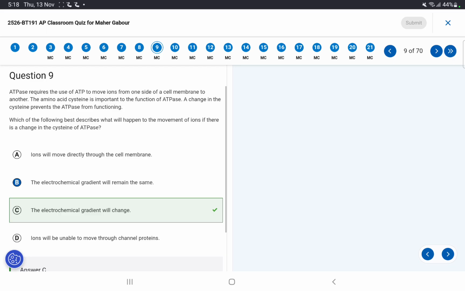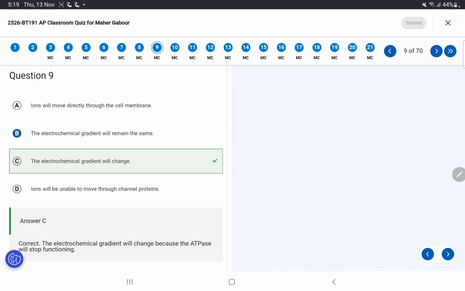Okay, so now the ATPase stopped functioning. That means the gradient that the ions are moving in will all become messed up. Like the gradient that it's moving in is, let's say, from a high concentration to a low concentration. Okay, we stop moving the ATPase. We mess with the ATPase, and then we mess with the cysteine amino acid in the ATPase. That means that the ions will stop moving, and if the ions stop moving, that means the gradient will change. It will change.